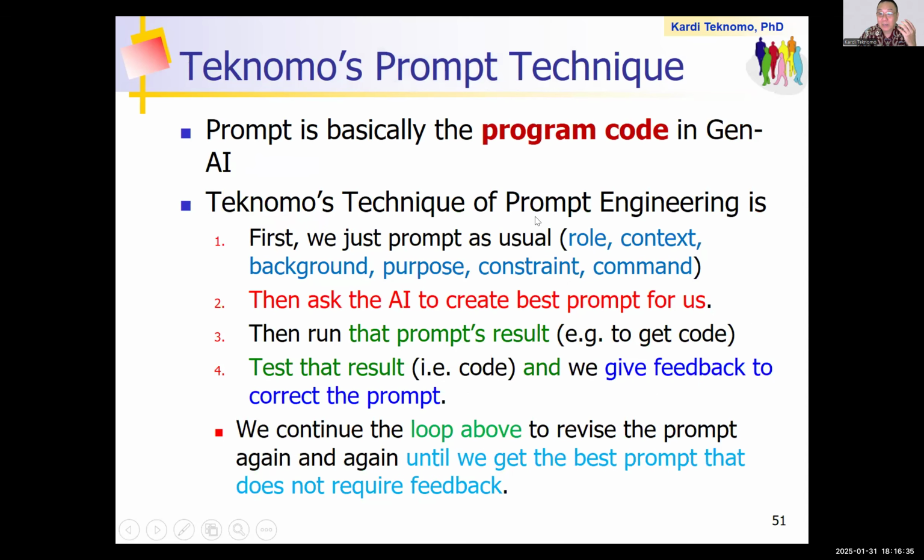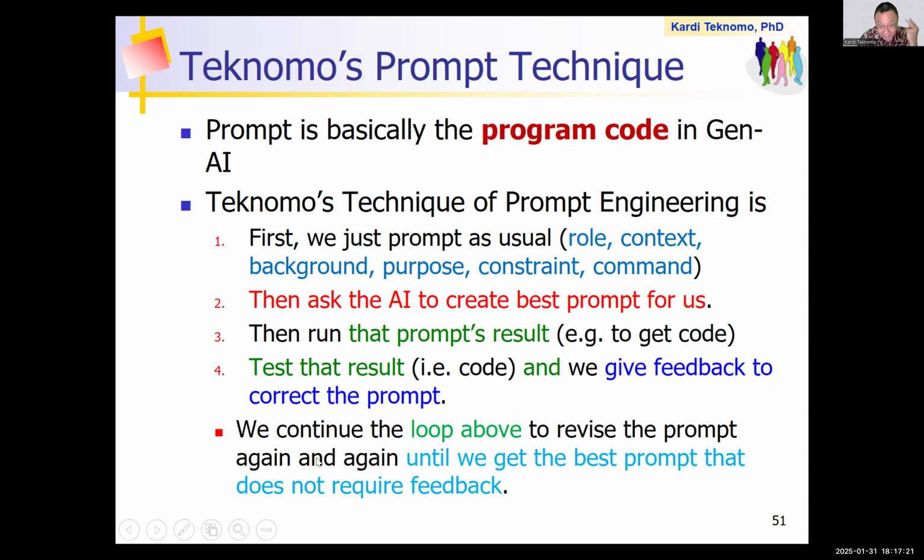So that you can create a kind of program code with this prompt in AI. So my technique is simple. The same as usual, a while ago: the role, context, background, purpose, content, and so on. And then you ask the AI, what is the best prompt to get that? Say for example, I want to get the code, so what is the prompt to get that code? And then you test. For example, to test the code, it doesn't work, right? So you give it back until you can get the correct prompt. Once you finish the loop, you loop again, you ask again, what is the best prompt so that you don't require the feedback anymore.